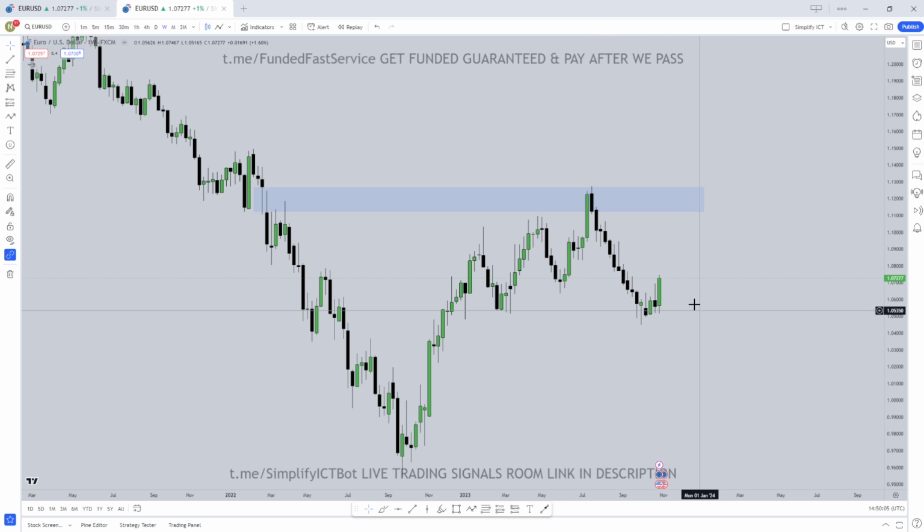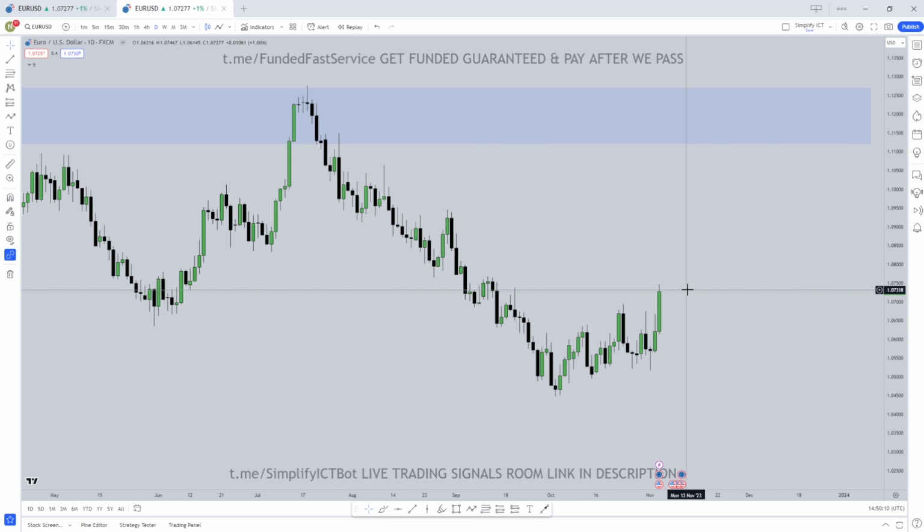Will we see a change in trend? Will we see price start going bearish? Now this is where I would drop down to the daily time frame and the 4-hour time frame.